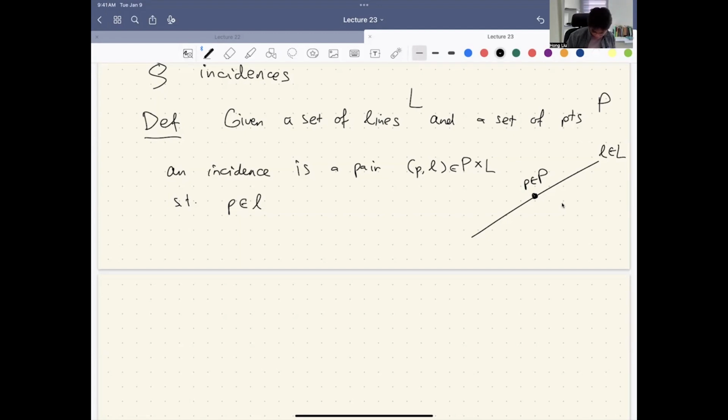Here's the theorem. We want to upper bound the number of incidences. Well, if you have m lines and n points, it's trivial that the number of incidences is at most m times n. But can we improve it?